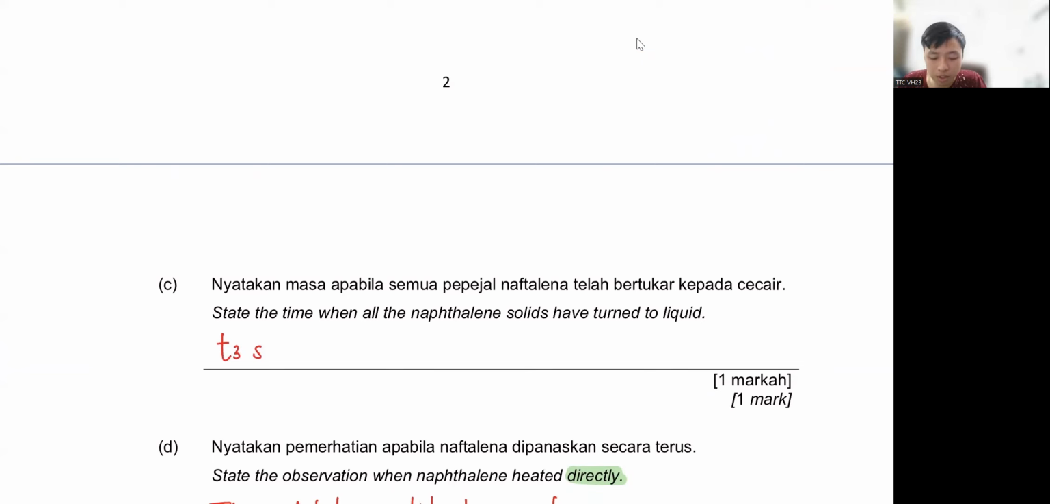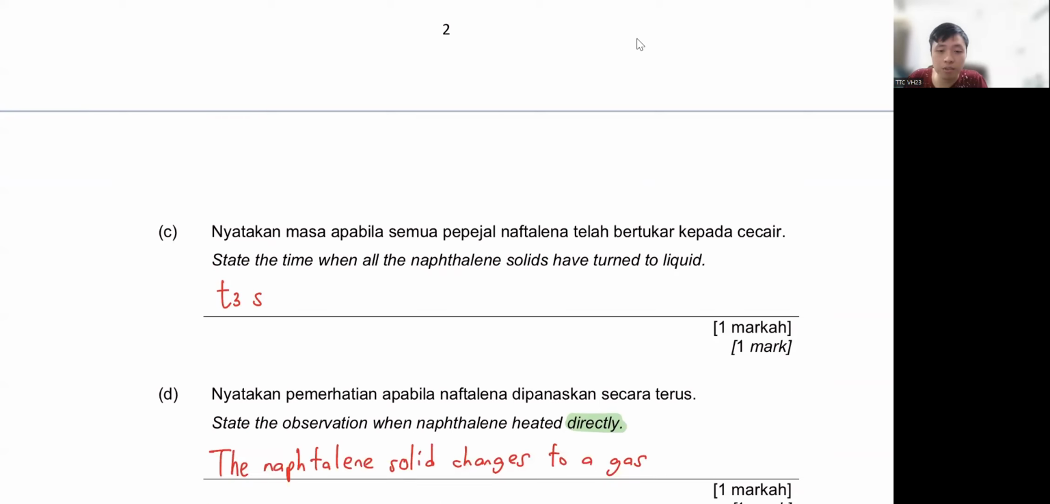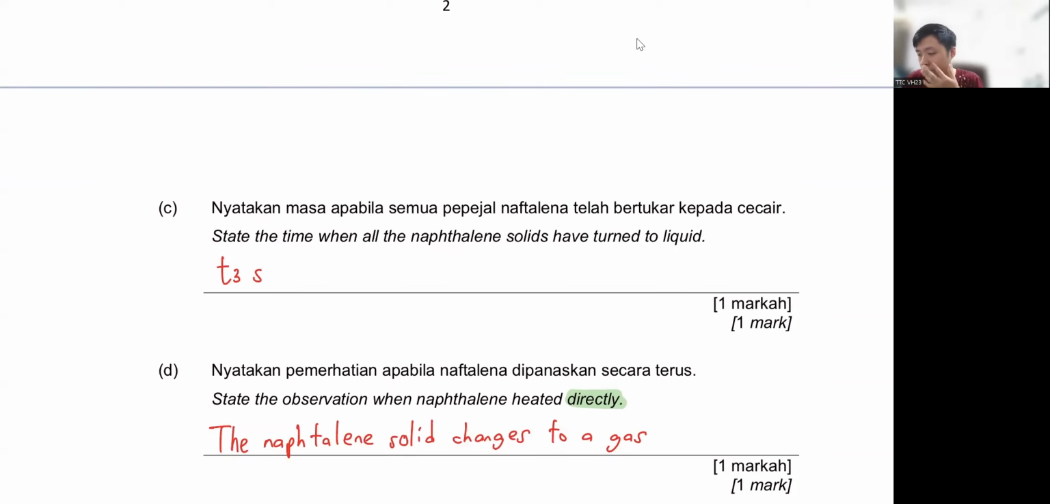State the observation when naphthalene is heated directly. When they say heated directly, the solid actually becomes gas directly. It won't slowly melt. Because we heat very strongly, directly heat, the temperature suddenly goes very high. So it cannot withstand it, and it straight away evaporates.